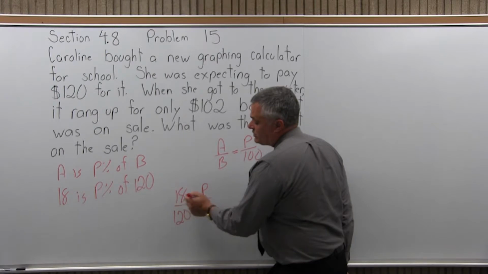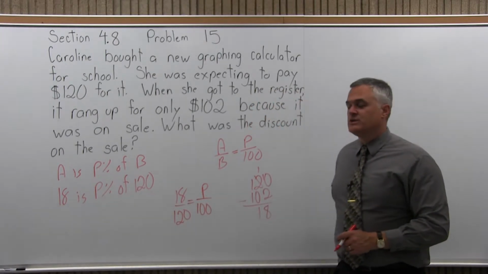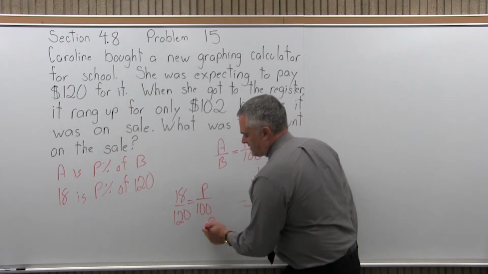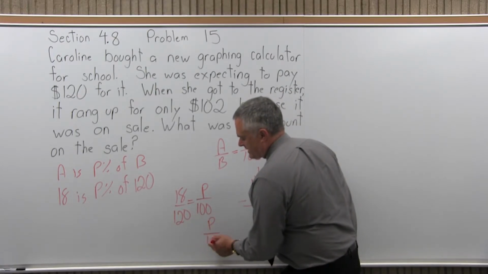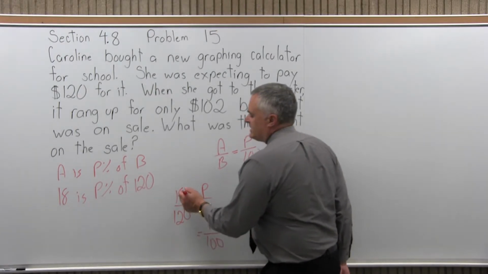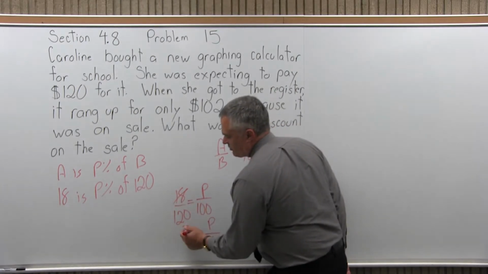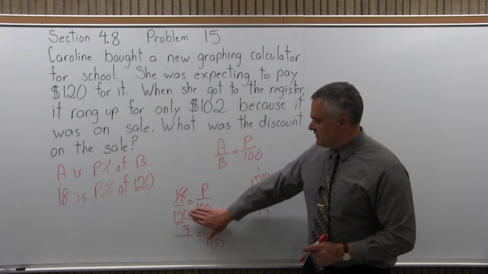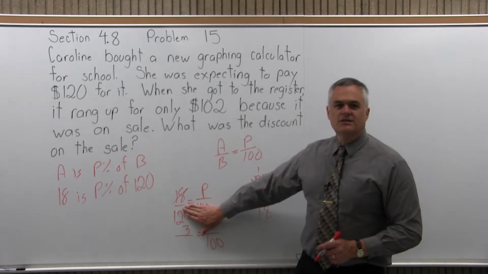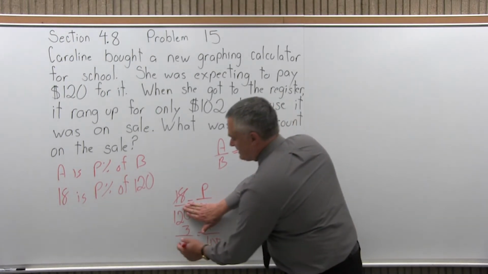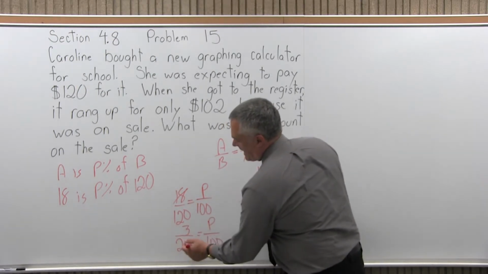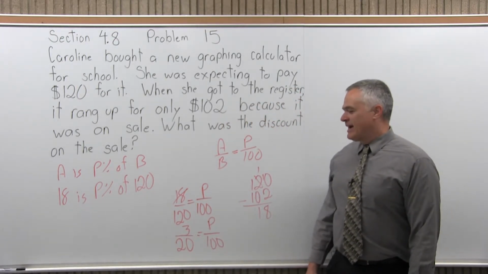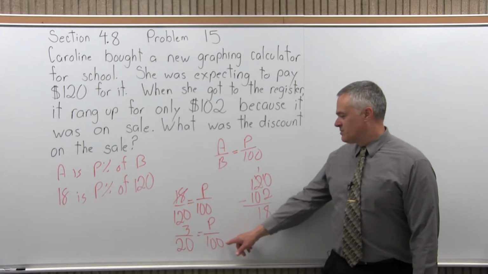Now I can reduce this. The 18 over 120 reduces especially nice. So let me go ahead and reduce that. So let me leave the P over 100 on one side. And now 6 divides into 18 3 times. 6 also goes into 120. That's a bigger division. Pretend for a second you can't see the 0. 6 goes into 12 twice. Put the 0 back. 2 with the 0 next to it goes in 20 times. So now what I have is 3 over 20 equals P over 100.